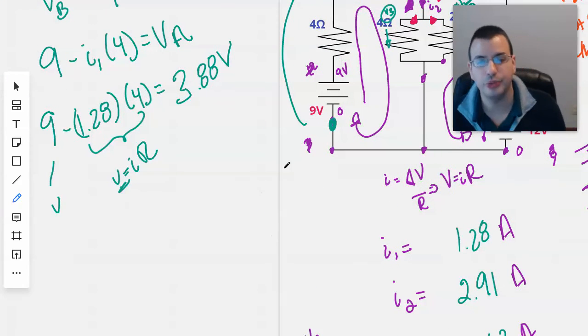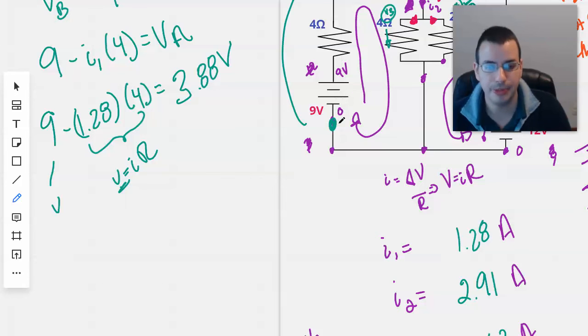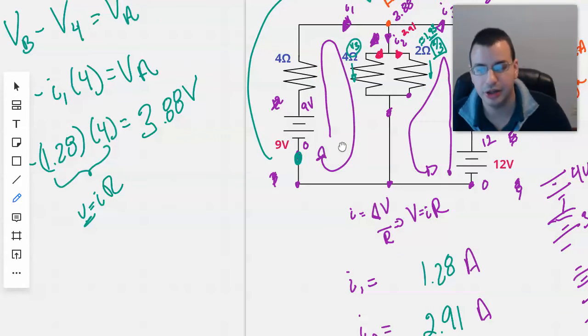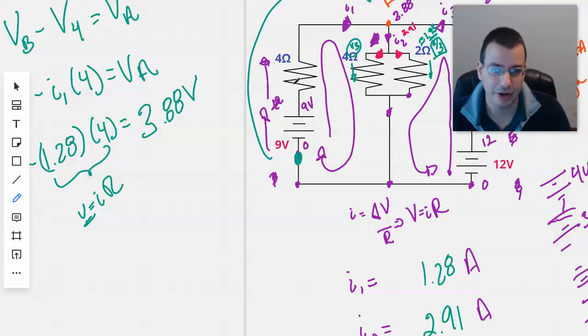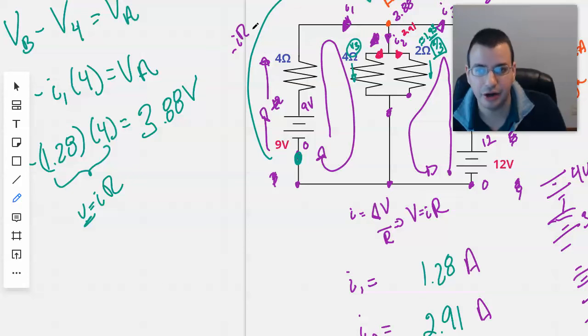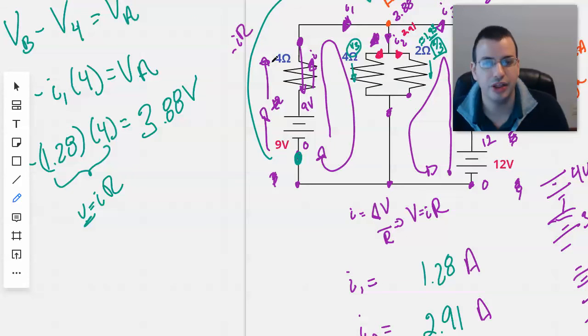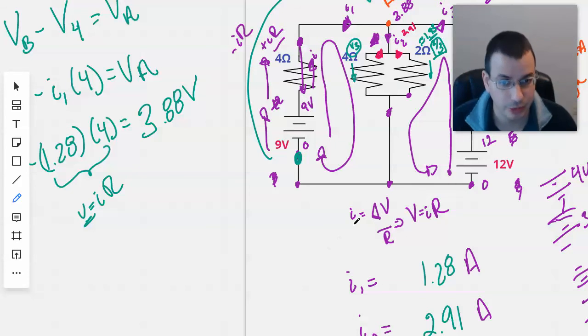One thing to note though is when the current went through the battery in this direction, we saw a rise in voltage. And then when we went through the resistor in the same direction as the current, we saw a drop in voltage. That was our negative IR. If for some reason we did our loop and we went this direction with the current assumed being that direction, then that'd actually be a rise. We'd add IR to the voltage drop for the loop.